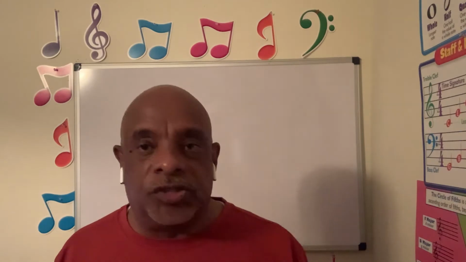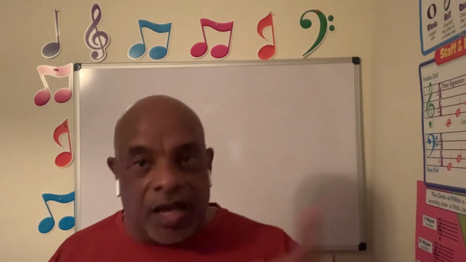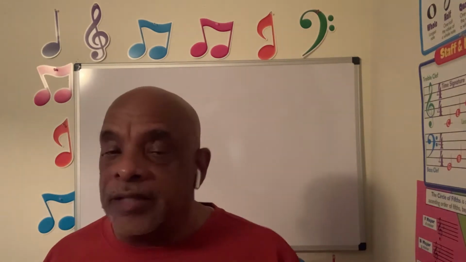Now, let's recap what we did in our last session. We talked about time signatures: 2/4, 3/4, and 4/4 time. The top number tells us how many beats there are in a measure, and that 4 at the bottom says that the quarter note gets 1 beat. Remember that. I need you to remember that.